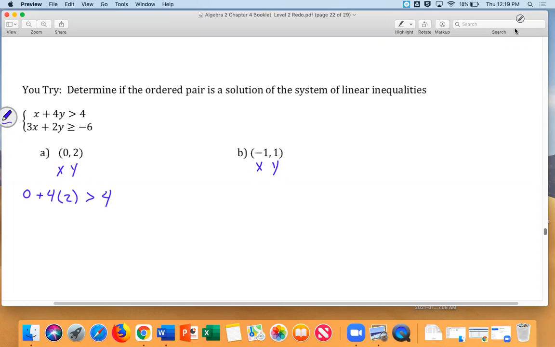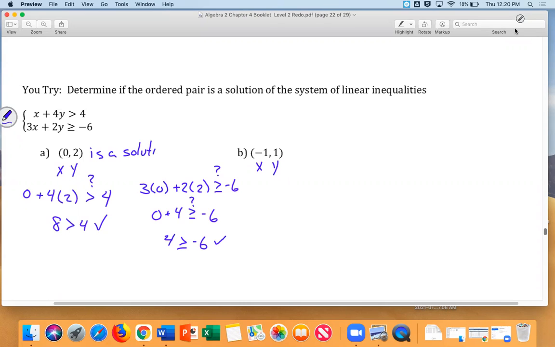Is (0, 2) a solution? Sure. So we're going to plug it in. We're going to do 0 plus 4 times 2. So 0 plus 4 times 2 is 8, and 8 is greater than 4. So we're good there. Then we take that (0, 2) and plug it in the other one. That's 3 times 0 plus 2 times 2, and is that greater than or equal to negative 6? So 0 plus 4, and we see that 4 is greater than or equal to negative 6. So Ed, you lucked out. It is a solution.